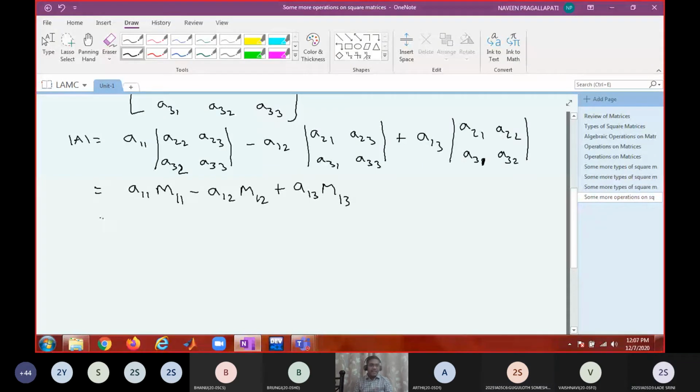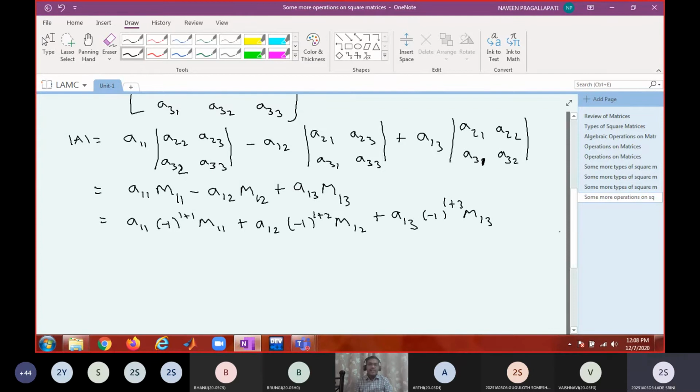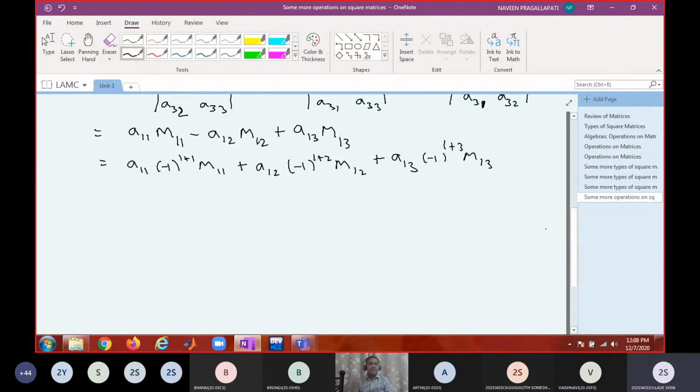So can I write this as A11 into minus 1 whole power 1 plus 1 into M11, plus A12 into minus 1 whole power 1 plus 2 into M12, plus A13 into minus 1 whole power 1 plus 3 into M13. Can I write like this? Yes, sir. Now what is this expression called?